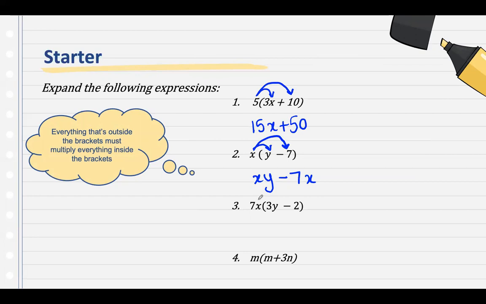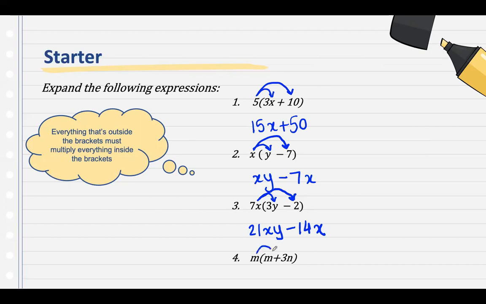Here we've got 7x times 3y, so we're going to do 7 times 3, which is 21, and then x times y, which is just xy. And then we're going to do 7x times 2, so that will be minus 14x. Remember the minus as well.